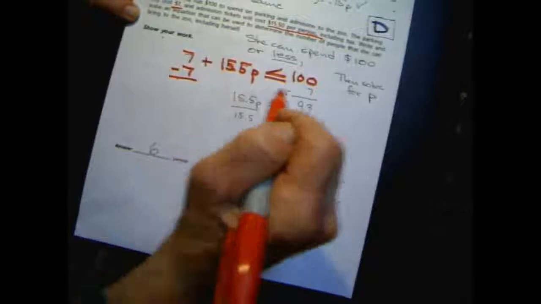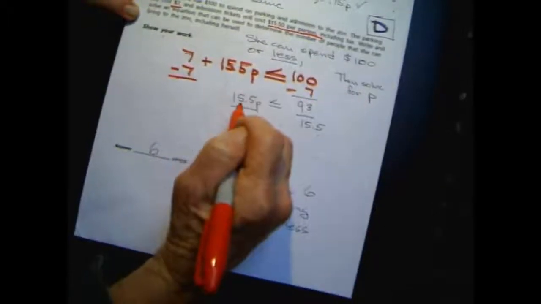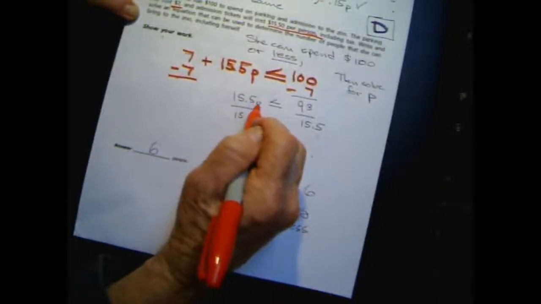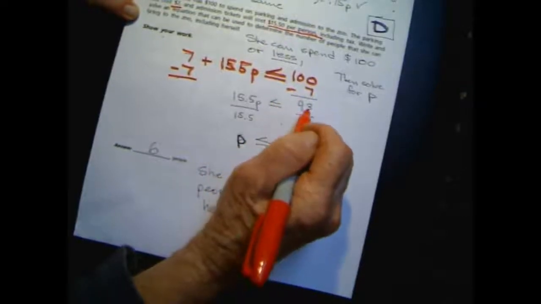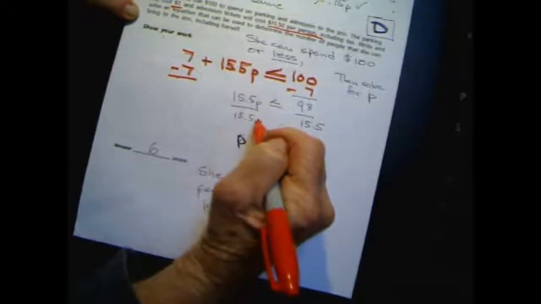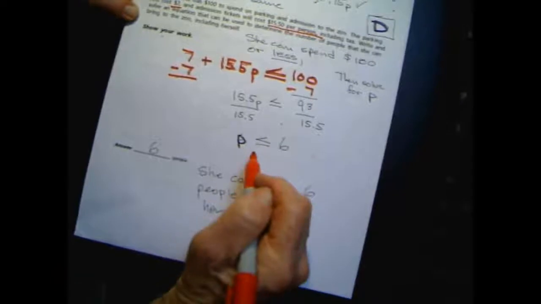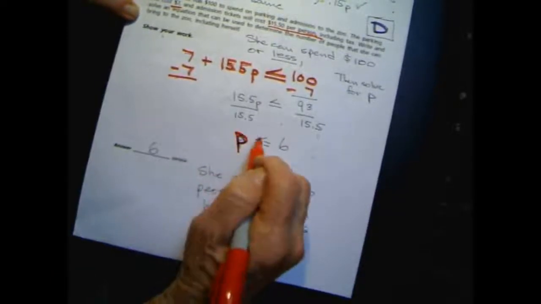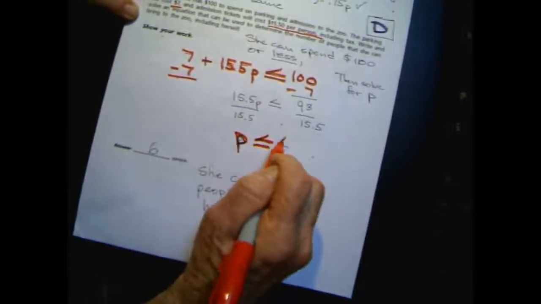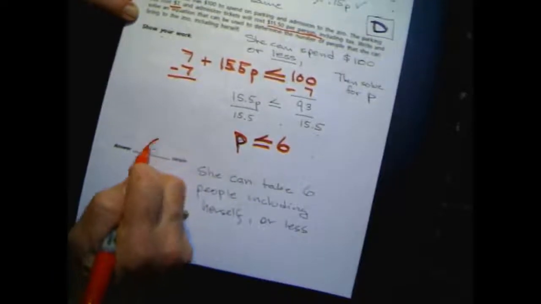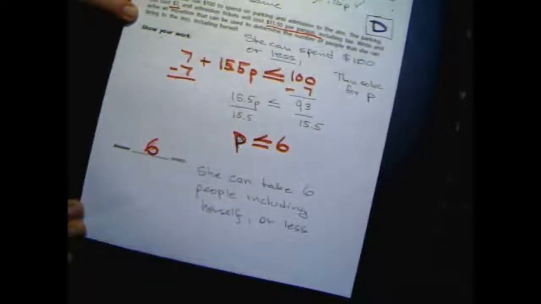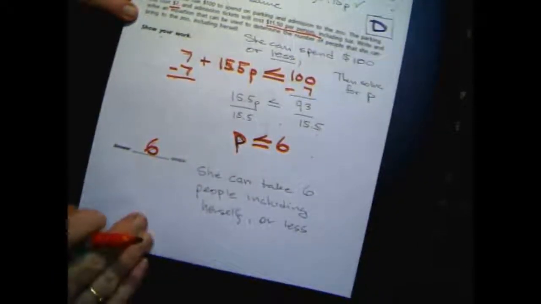I subtract 7 from both sides, and I'm left with 15.5P is less than or equal to 93. Divide both sides by 15.5. Use your calculator, and you get P is less than or equal to 6. In other words, she can take 6 people, including herself, or less, of course.